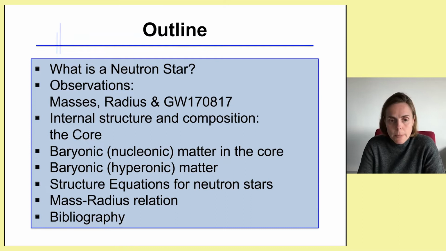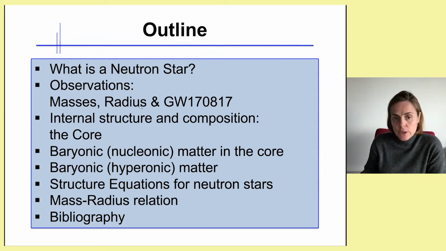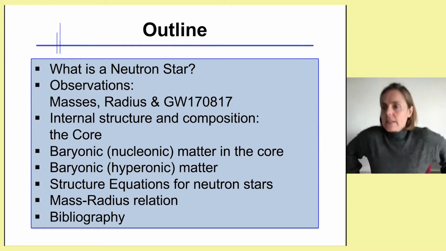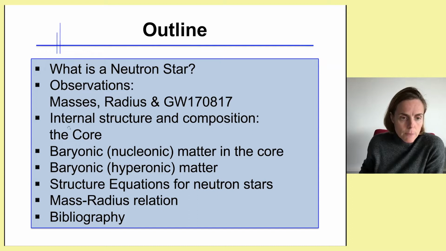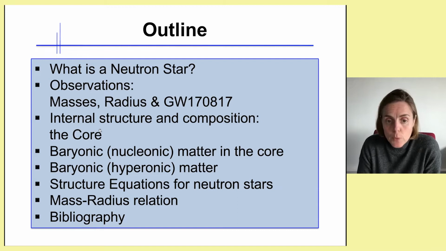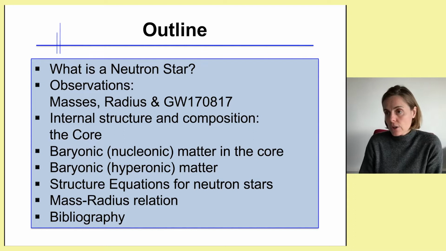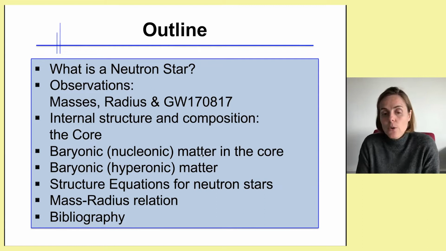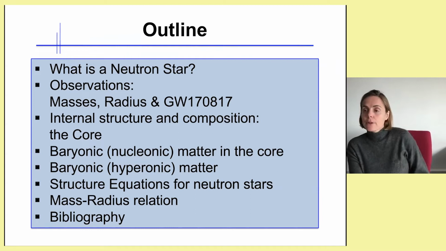And of course, in order to understand all of this macrophysics, we need the micro, okay? So we need to relate it to what is in the neutron stars. And this is when these points arise. I will discuss what is the core, what we think we have inside the core of a neutron star. And I will concentrate on two possible scenarios. Basically, nucleonic matter, so only nucleons in the core. And then I will move to introduce hyperons and the strangeness degree of freedom.